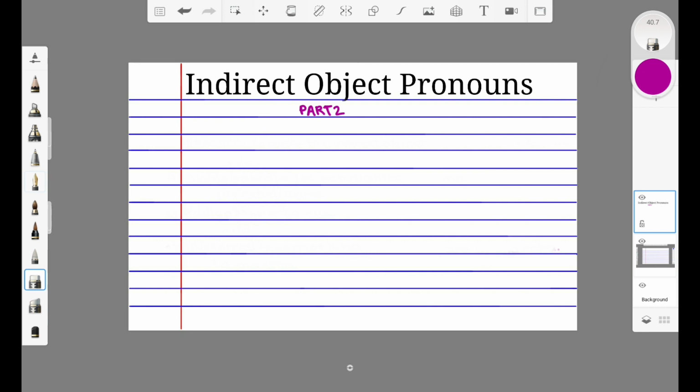But today we will be talking about indirect object pronouns, all of them, and how to use them and their separate rules. But first, let's do a quick recap of how to identify an indirect object pronoun.